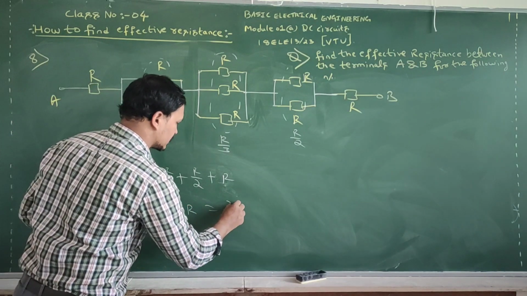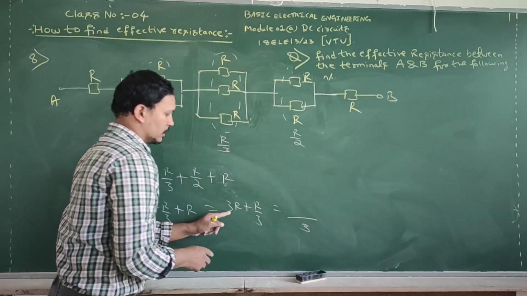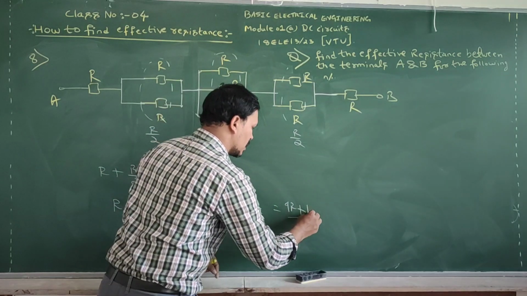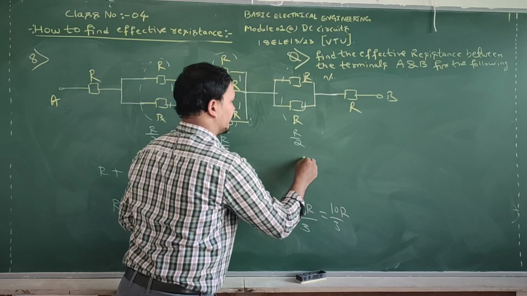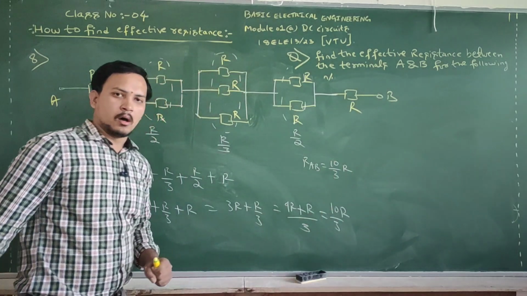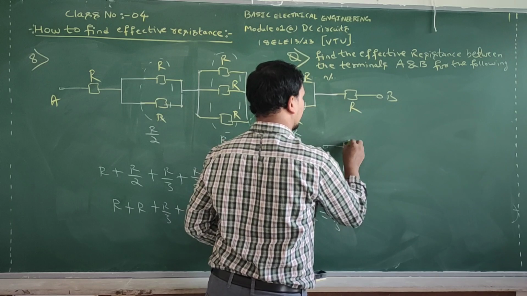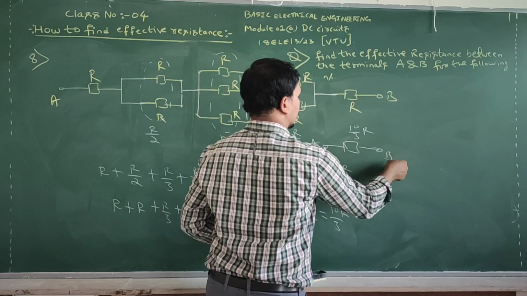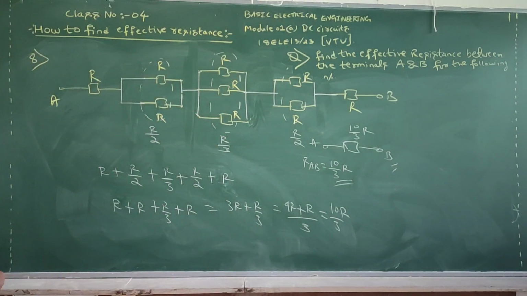Then finally what does it become? 3R plus R by 3. What is the LCM? 3. 3R into 3, 9R, plus R by 3 into 3, R only. 9R plus R, 10R by 3. So the final answer is 10 by 3 R or 10R by 3. Got it? So the same thing we can write like this. A and B. We have 10 by 3 R. Got it, guys? Understood? Okay, fine. Very good.